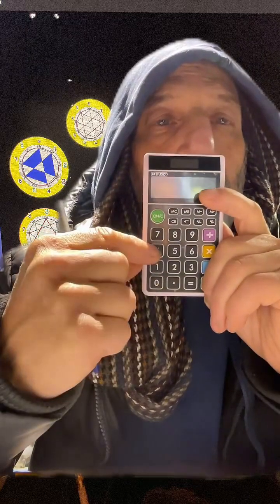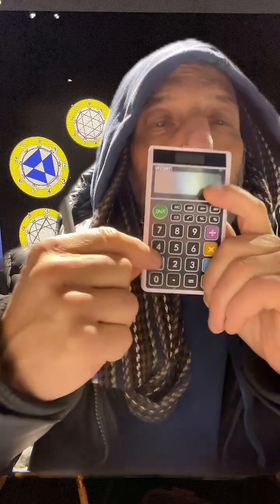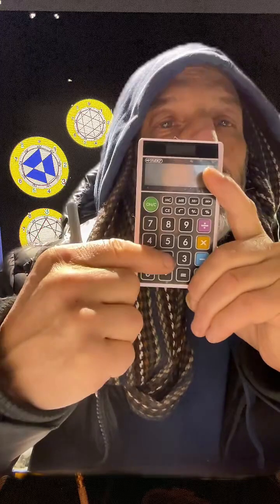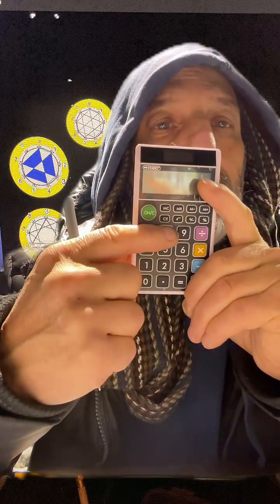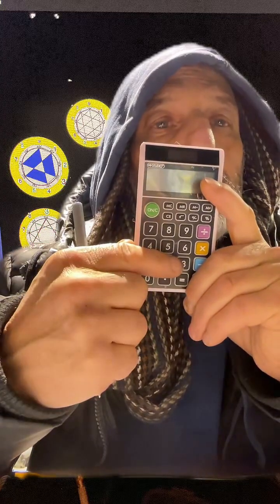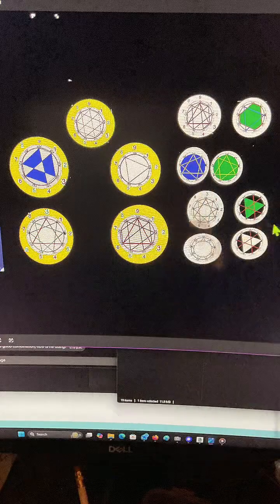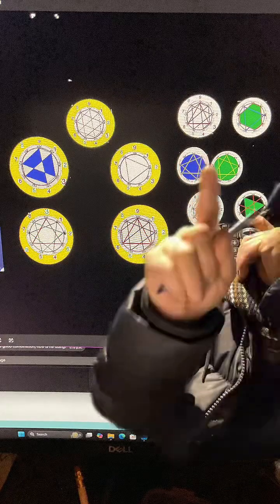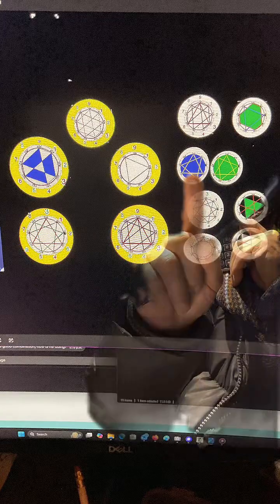1, skip 2, 4, skip 2, 7. 2, skip 5, skip 8, skip 2. Now let's look at it another way. Here is 1, 4, 7. 1, skip 4, skip 7, connect them together.